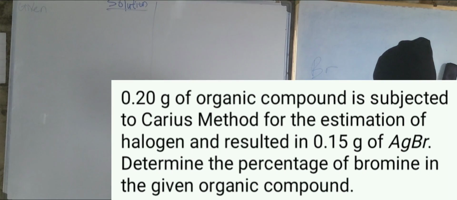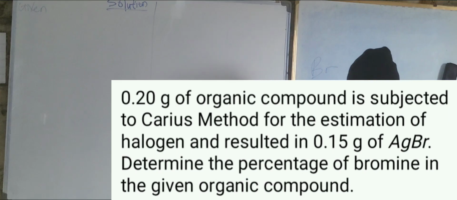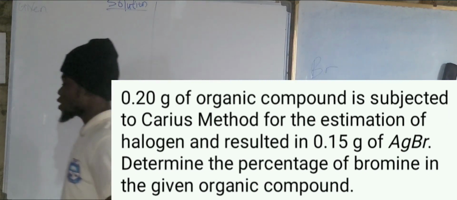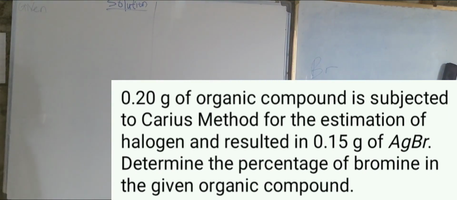So in this case, the Carius method is what we are going to use, according to the question. Whenever you see these problems, what you must try to do first is to collect the data. First, we have the mass of the organic compound. Not only that, we have the mass of the silver bromide.